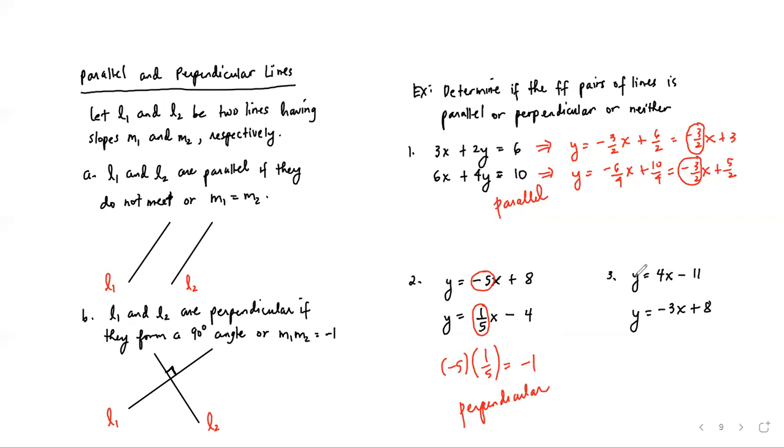Now for the third pair, again, the equations of the lines are in the slope-intercept format. The slope of the first line is 4 and the slope of the second line is -3, and they are not equal, which means that the lines are not parallel. Now, if we multiply the slope 4 and the slope -3, the product is -12, which is not equal to -1. So these lines are not perpendicular. That means this pair of lines is neither parallel nor perpendicular.